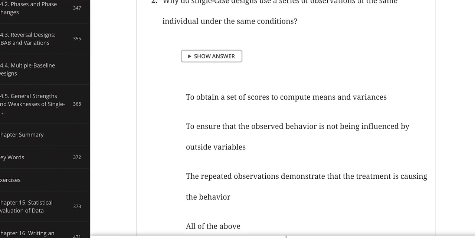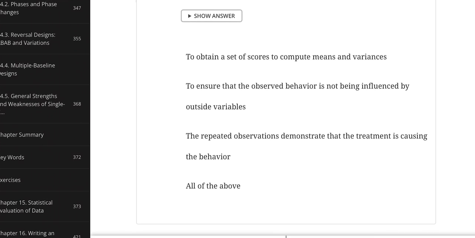Number 2, why do single case designs use a series of observations of the same individual under the same conditions? Okay, so same individual, same conditions. Why would we do that? Well, obviously, we're not computing means and variances. I already said we're not doing that. You only have one person. And so it has to be one of the other 2 answers here.